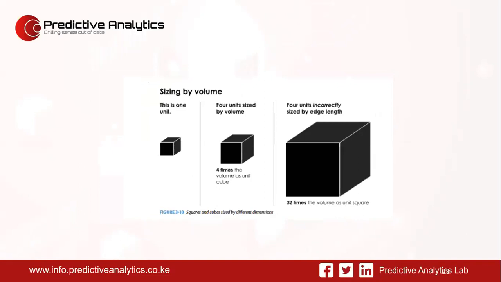Sizing by volume, this is 1 unit. These are 4 units sized by volume, 4 units incorrectly sized by edge length. So this is 32 times the volume of the unit square.